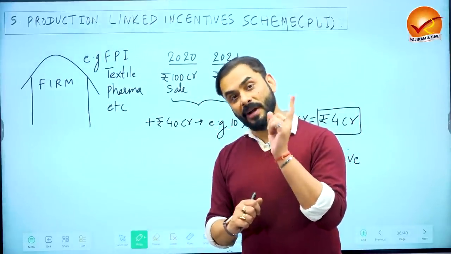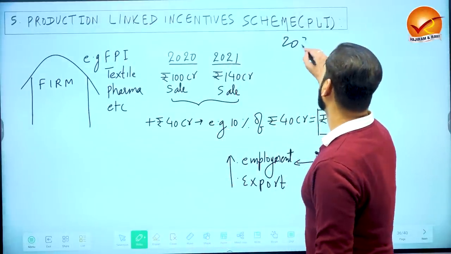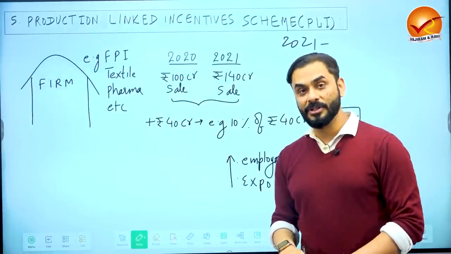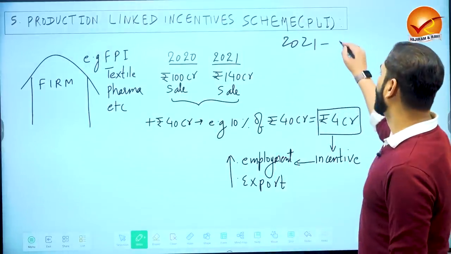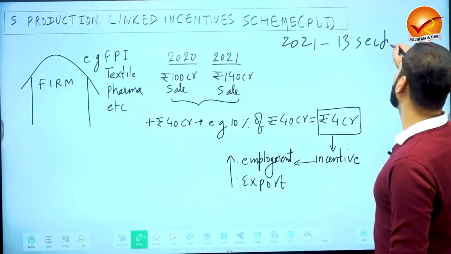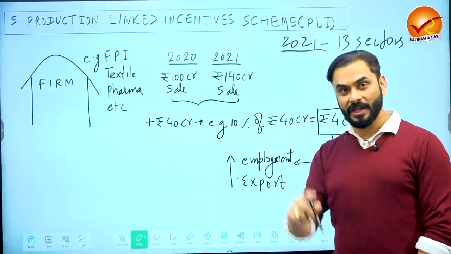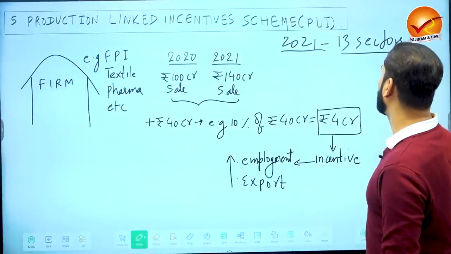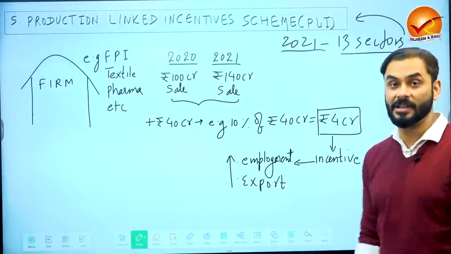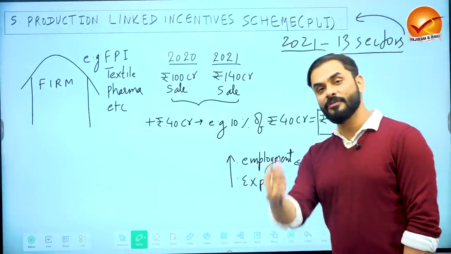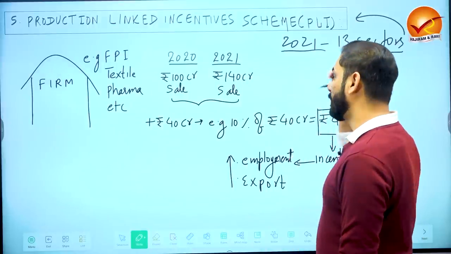So in the year 2021, when the Government of India introduced the budget, they said that 13 sectors would be covered under the scheme called Production Linked Incentive. How would the scheme work? I'll give you a very basic idea of the scheme.